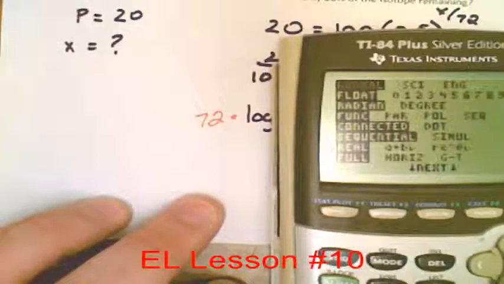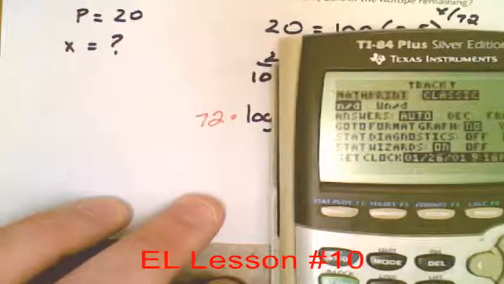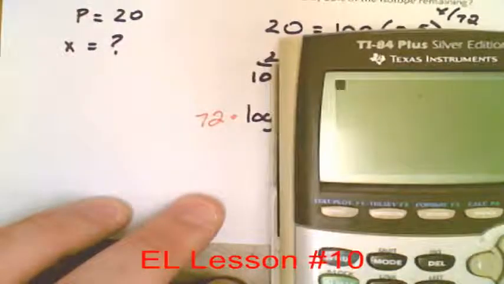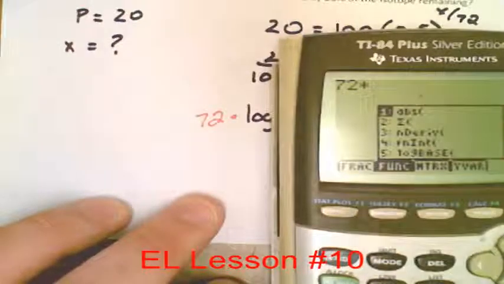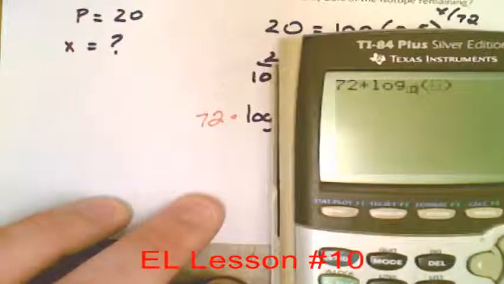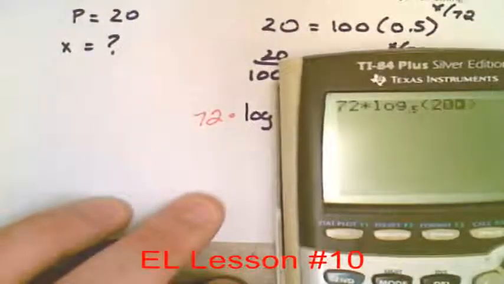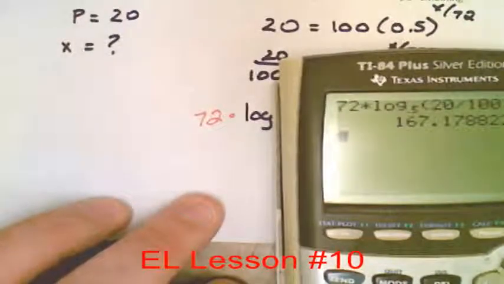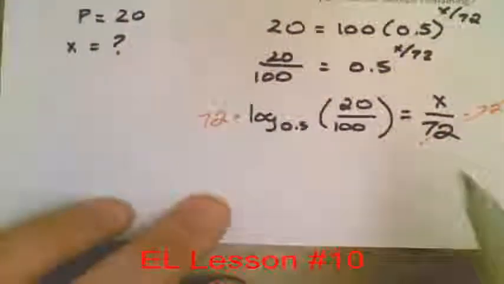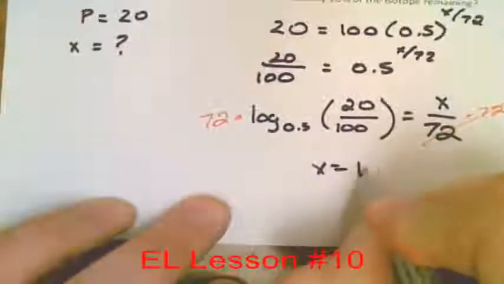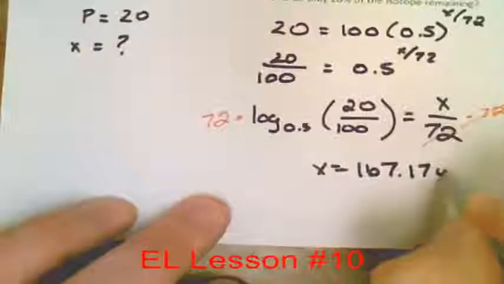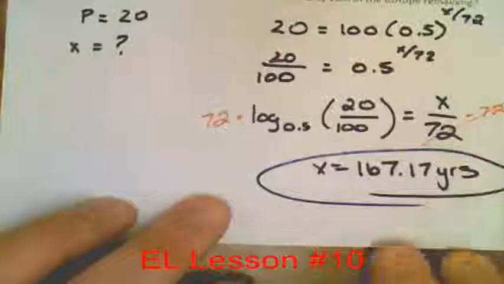It's a little different than what we've been doing so far. X divided by 72 is going to equal this log. I want to know X, so I'm going to multiply by 72. That kills it here. But whatever I do to one side, I do to the other. So I'm going to get 72 times the log base 0.5 of this. So I go to my calculator, I turn it on, alpha this. That's how I get my log base. So it's going to be 72 times alpha this log base.